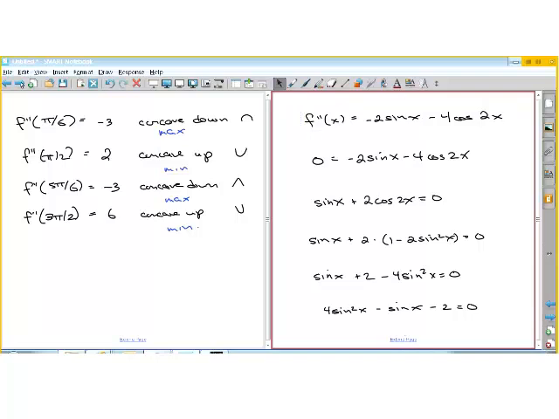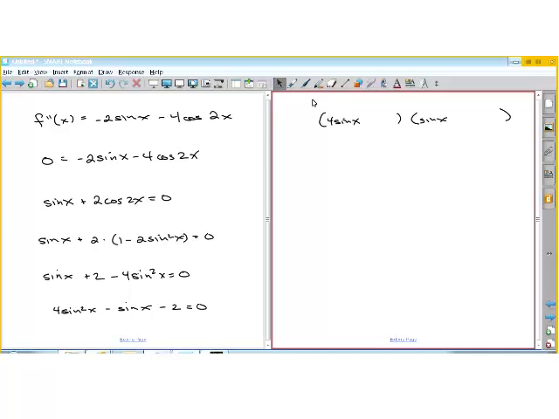Okay, I don't see anything I've done wrong. So let's use completing the square, but what we're going to do is use x instead of sine, and then we can fix that later. So let's see what happens. So we have 4x squared minus x minus 2 equals 0.